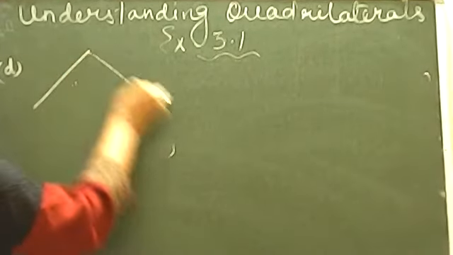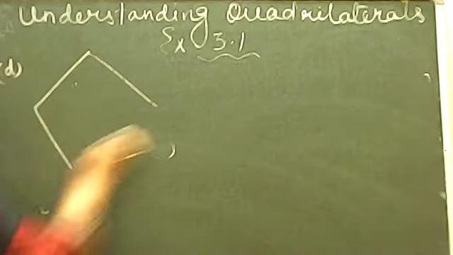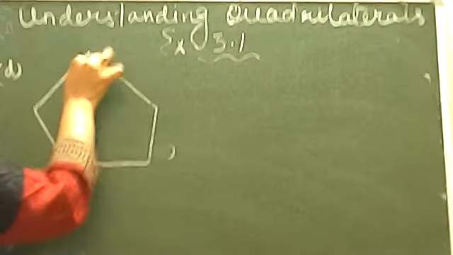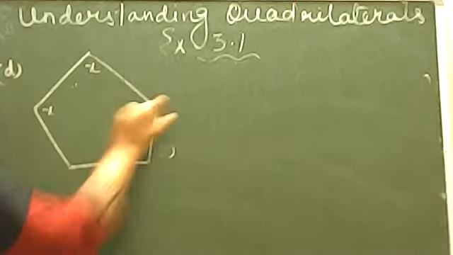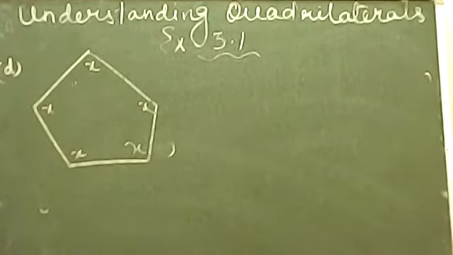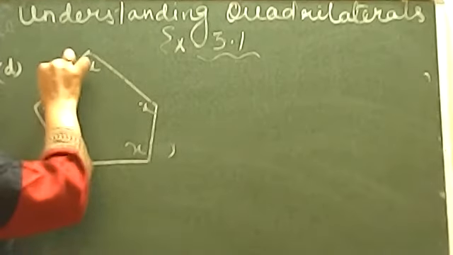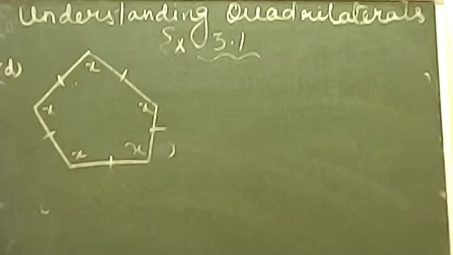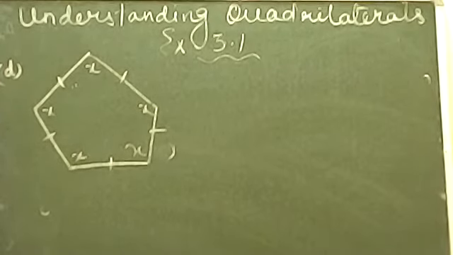The figure is looking like this, this, this, and this. ठीक है? So this is x, x, x, x, and x. All are x, beta. ठीक है? That means each angle is equal. And also the sign are marked for this. That is, each side is also equal. That means this figure is a regular pentagon.